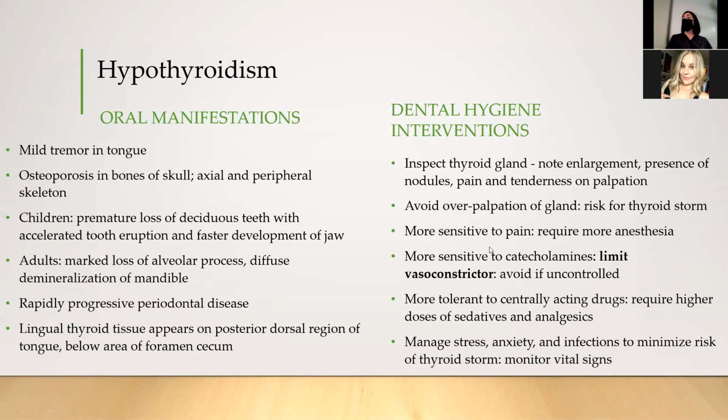More tolerant to the centrally acting drugs, so they might need a higher dose of anything that works on the CNS, the central nervous system. And then, like with many things, we want to manage stress and anxiety and monitor their vitals. Minimizing risk of the thyroid storm is one of the biggest things. So make sure I'm not missing anything here. There are just some background notes on the thyroid there that you can read through.